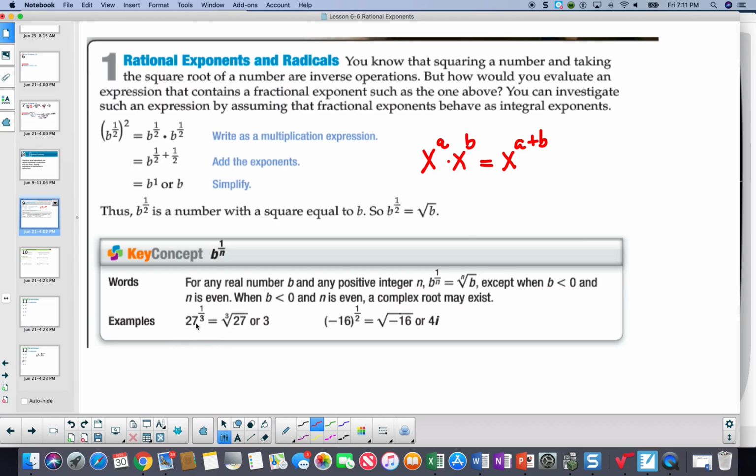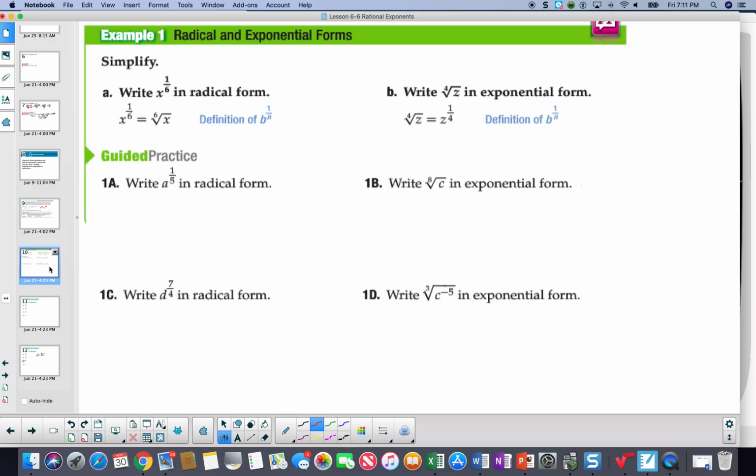In this case right here, 27 to the 1/3 power is the third root of 27, which is 3. This expression, -16 to the half power, is really the same thing as the square root of -16. Let's go ahead and practice some of these problems. X to the 1/6 power is the 6th root of x. The 4th root of z is z to the 1/4. So we're going back and forth from radical form to exponential, from exponential to radical.